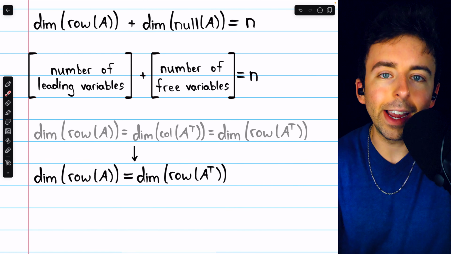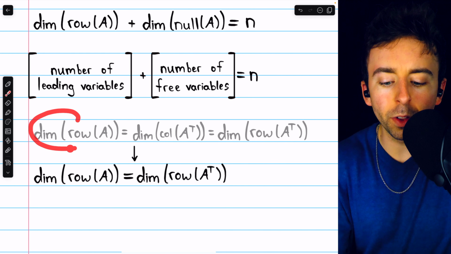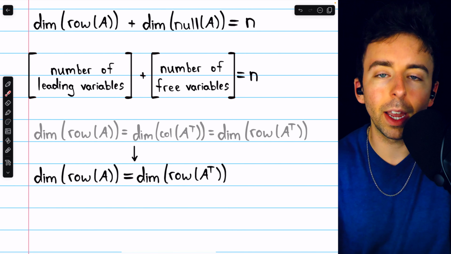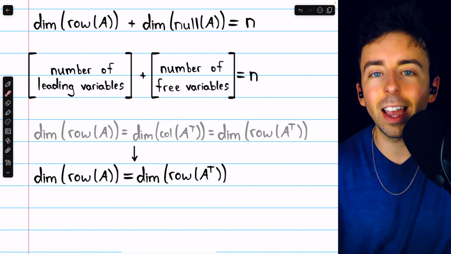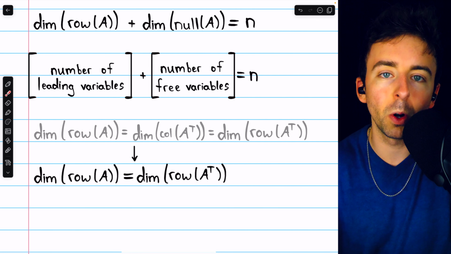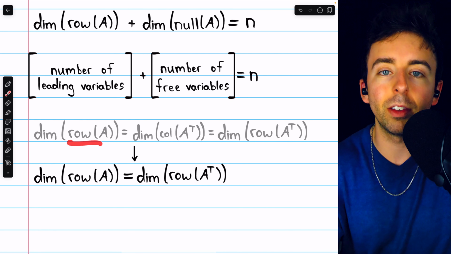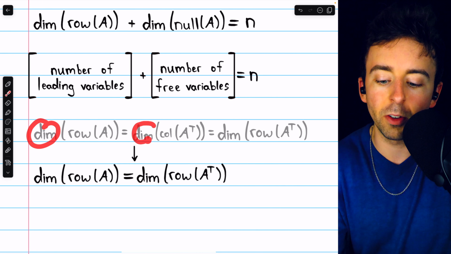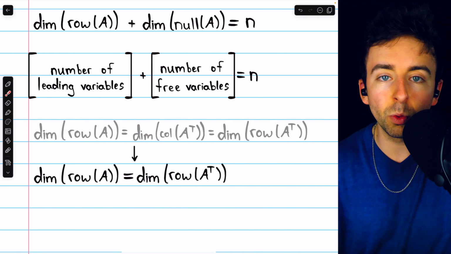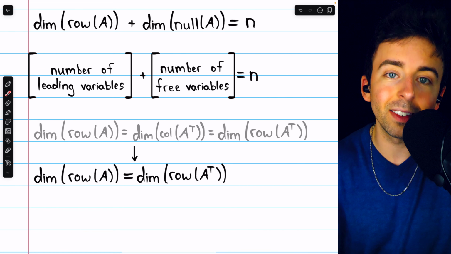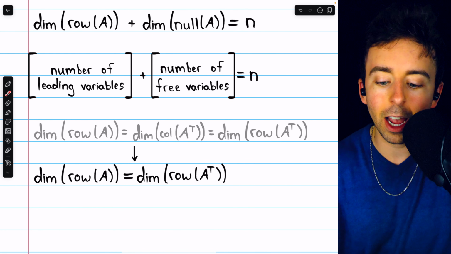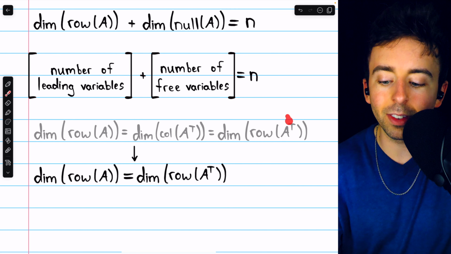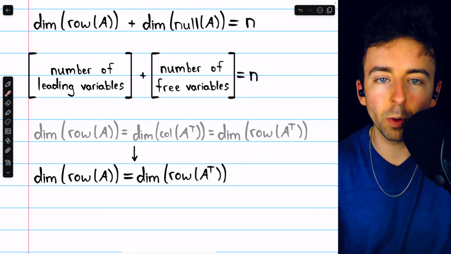Now let's consider A transpose. The dimension of the row space of A is certainly equal to the dimension of the column space of A transpose. Since A transpose results from swapping the rows and columns of A, the row space of A is in fact equal to the column space of A transpose, so of course their dimensions are equal. But since we know the dimensions of the row space and column space of a matrix are the same, the dimension of the column space of A transpose is the same as the dimension of the row space of A transpose.